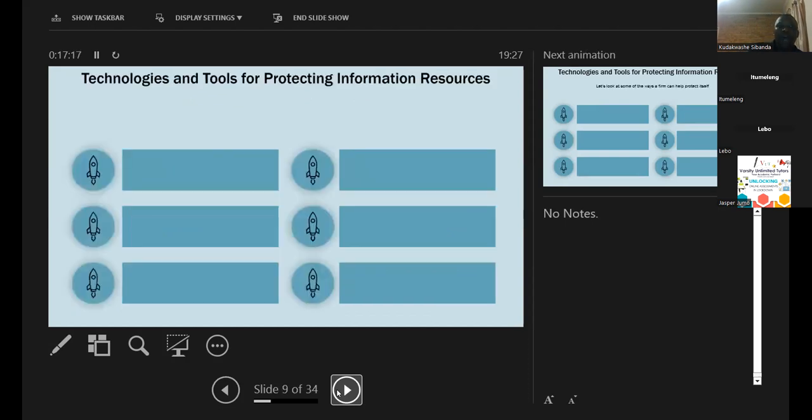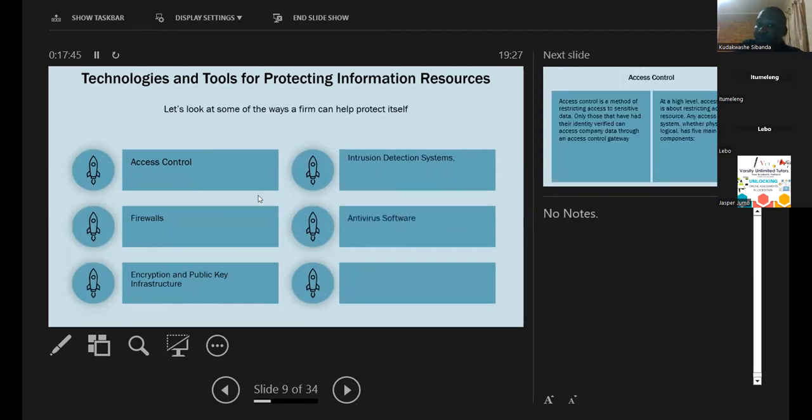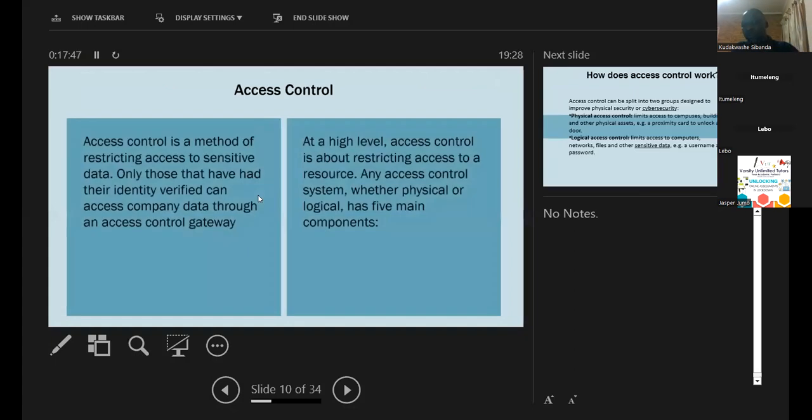So now, what are the tools that we can use to protect the organization and the information resources? The first thing we can use is what we call access control. The second, we can use firewalls. The third is encryption and public key infrastructure. Then we can use intrusion detection systems. Then we can use antivirus software. That was the last one.